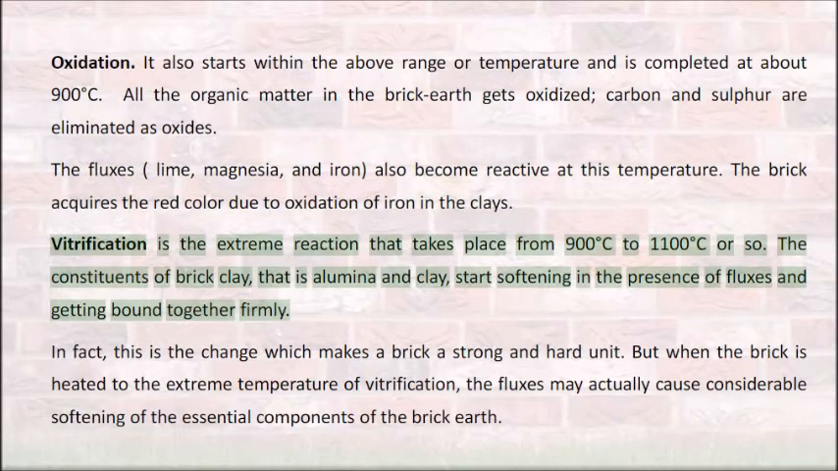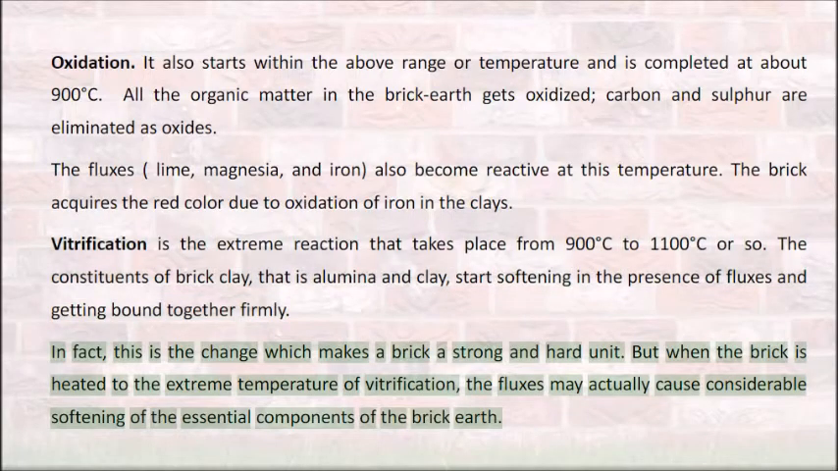Vitrification is the extreme reaction that takes place from 900 degrees Celsius to 1100 degrees Celsius or so. The constituents of brick clay, that is alumina and clay, start softening in the presence of fluxes and getting bound together firmly. In fact, this is the change which makes a brick a strong and hard unit.